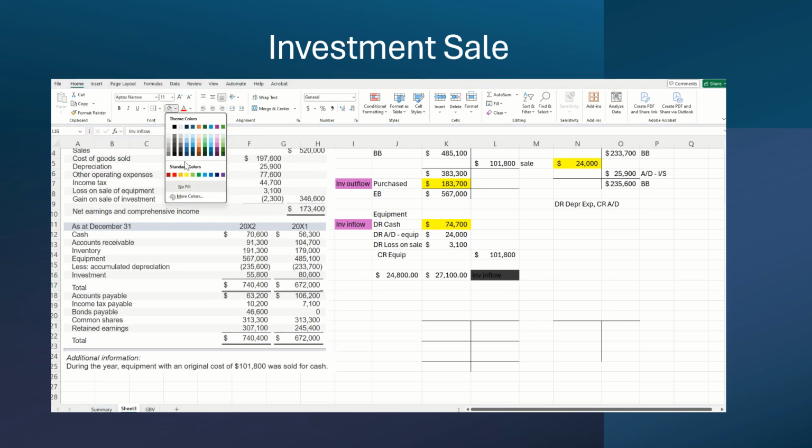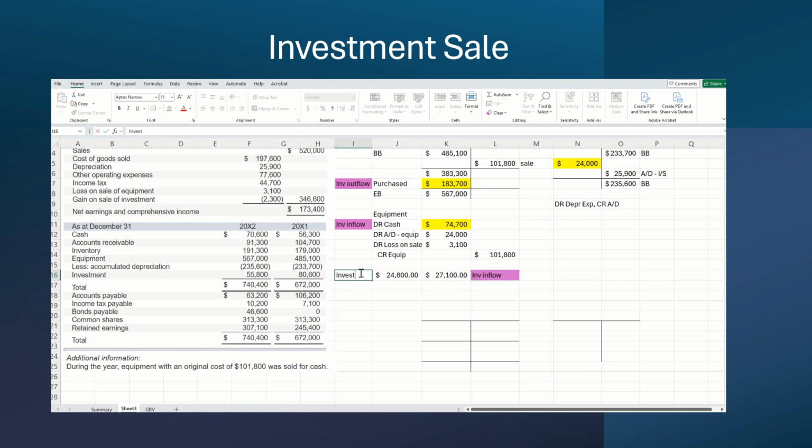So let's put that in purple. Everything in purple we're going to go look at after to make sure we've put it all on the cash flow statement. So we have the purchase here of equipment, the sale, and now a cash received from selling an investment. So I guess I could type investment right here. There we go.